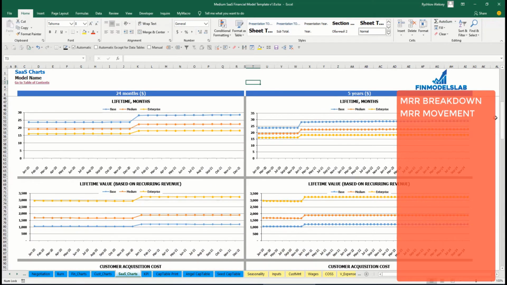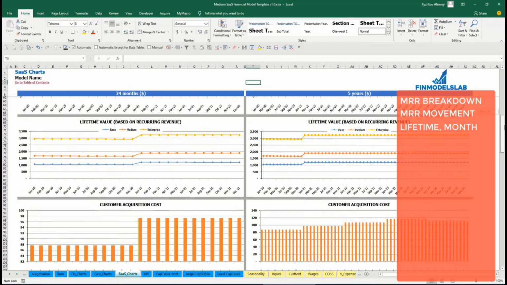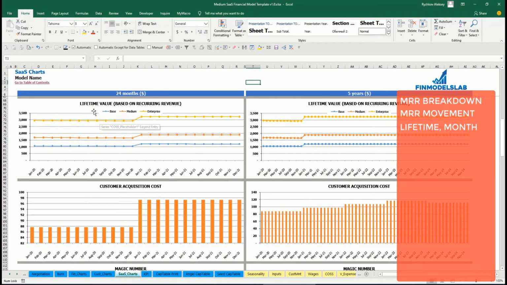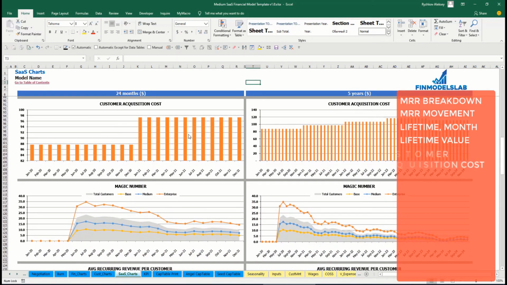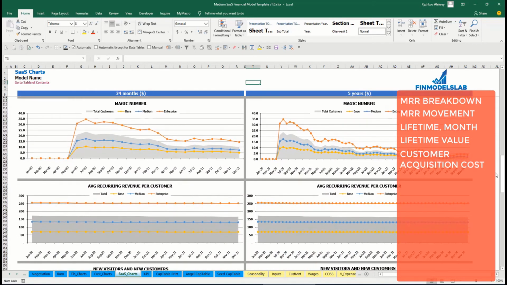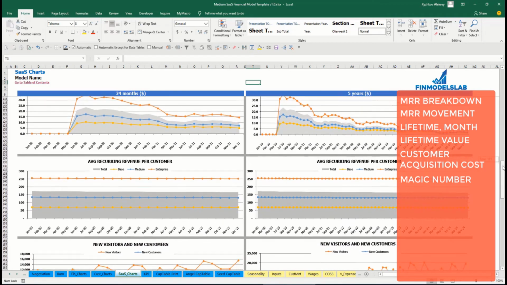On the next couple of charts you will see the lifetime in months of the base, medium, and enterprise customers. The next couple of charts will show you the lifetime value broken down by offerings. The next chart will show you the customer acquisition cost by months for the 2 years and for the 5 years. The magic number broken down by base, medium, and enterprise, and for the total customers.